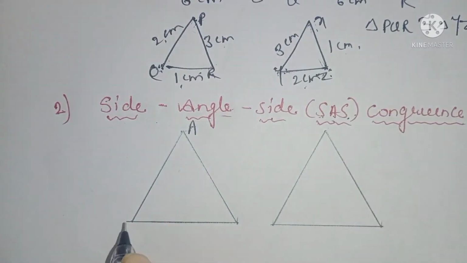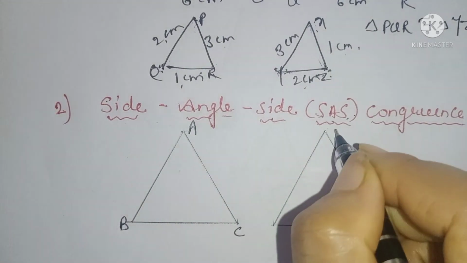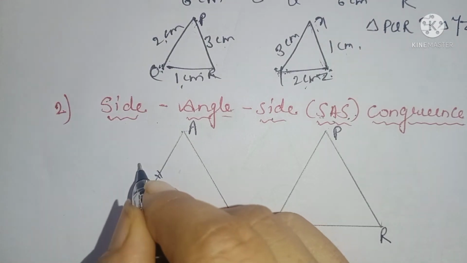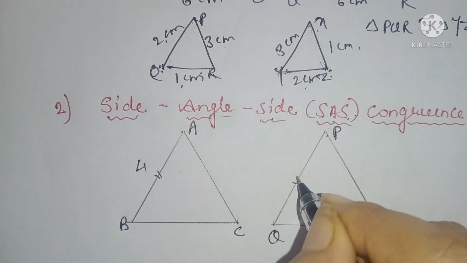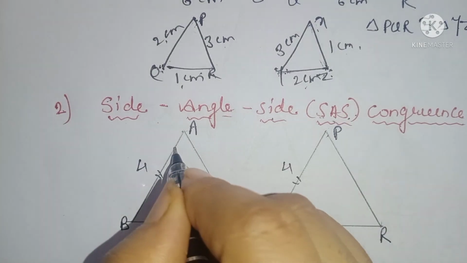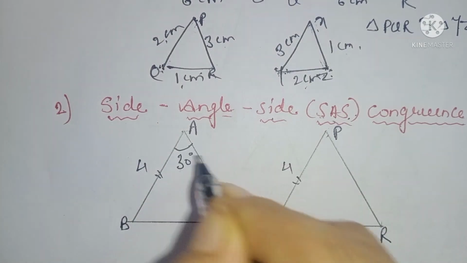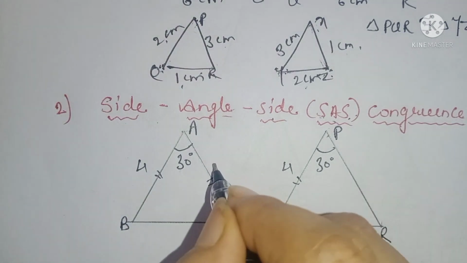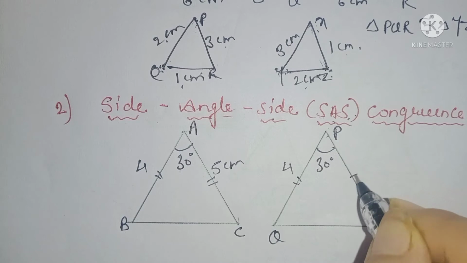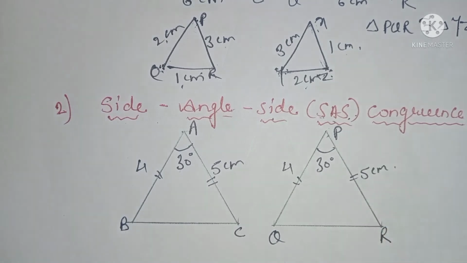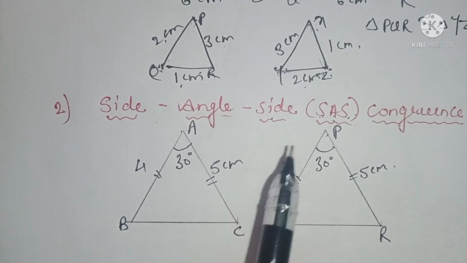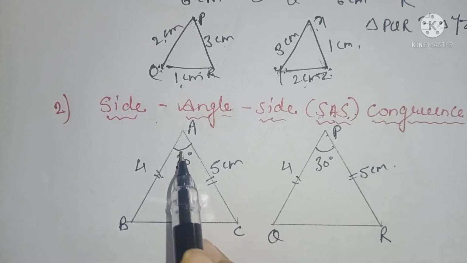For example, suppose this is ABC and PQR. Suppose AB is equal to 4 centimeter and PQ is also 4 centimeter. Then angle A is 30 degree and angle P is also 30 degree. AC is equal to 5 centimeter and PR is also 5 centimeter. Can we say triangle ABC is congruent to triangle PQR by the criteria SAS, side angle side?